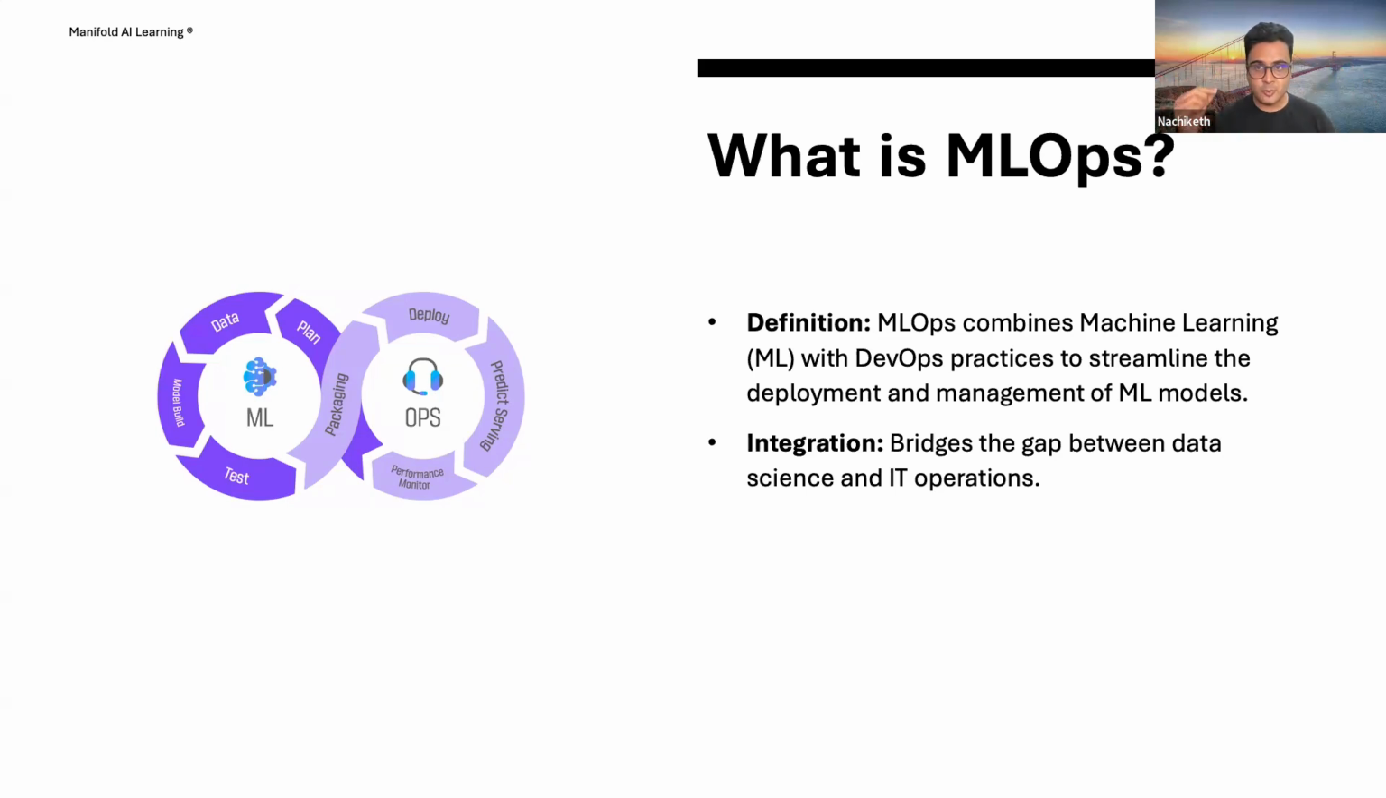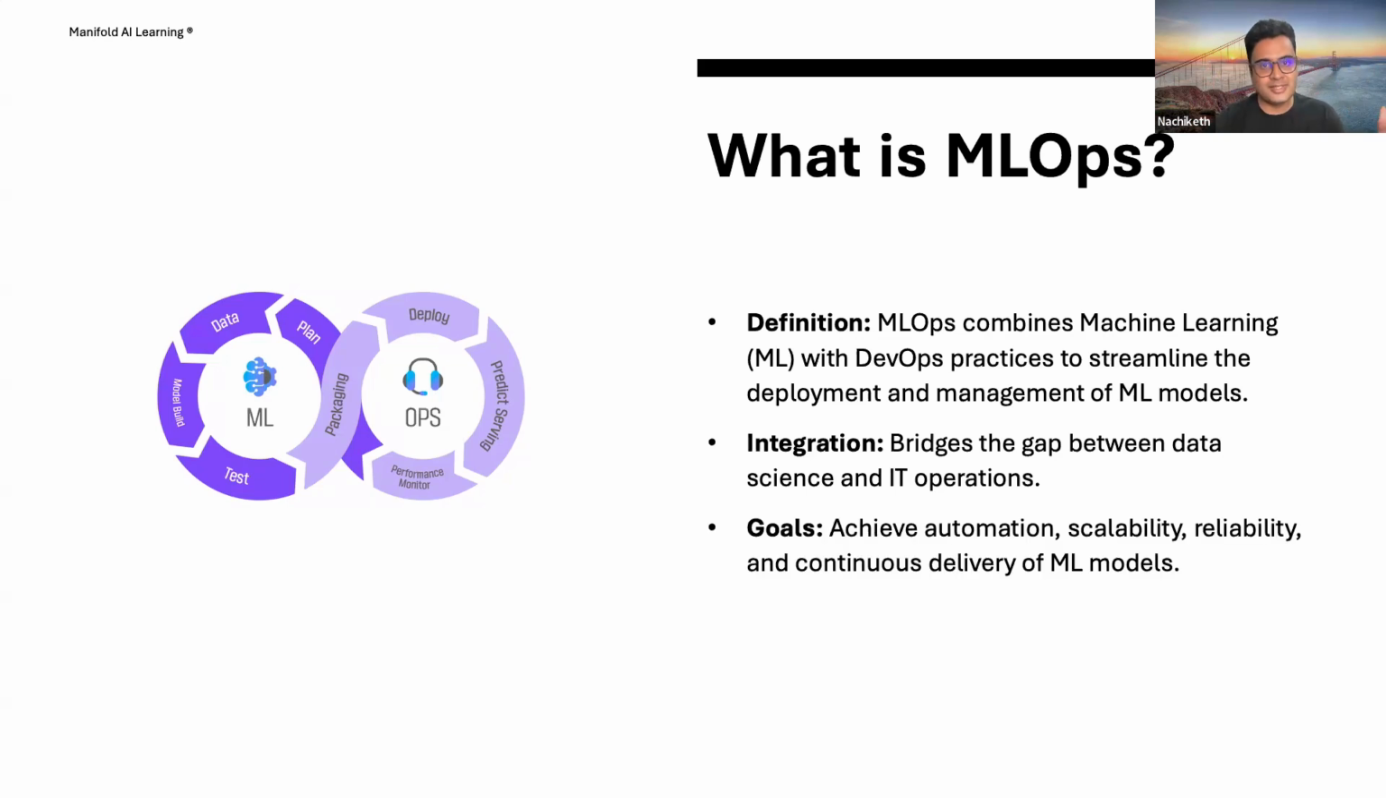Now that we have understood what MLOps is, the next question is, why do we need to monitor? Before I take you to monitoring, what is the goal of MLOps? The goal is to achieve automation, ensure that we are able to scale, increase reliability, and enable continuous delivery of machine learning models. That's what MLOps is all about.